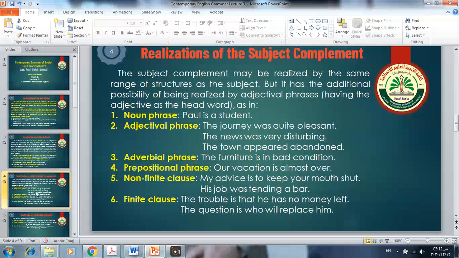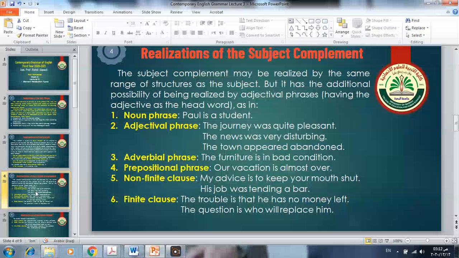And the town appeared abandoned. The adjectival phrase here is represented by the -ed participle adjective abandoned. Number 3, the subject complement may also be realized by an adverbial phrase, like when we say the furniture is in bad condition, and the adverbial phrase here is realized by a preposition plus a noun phrase, in bad condition.